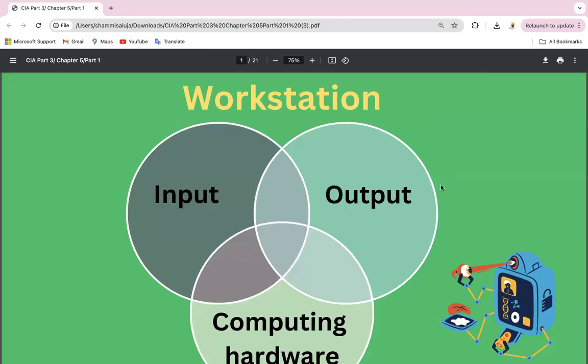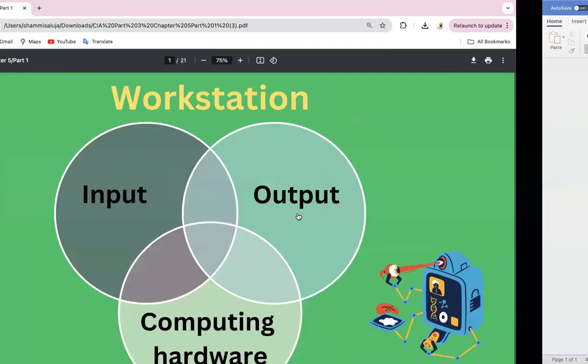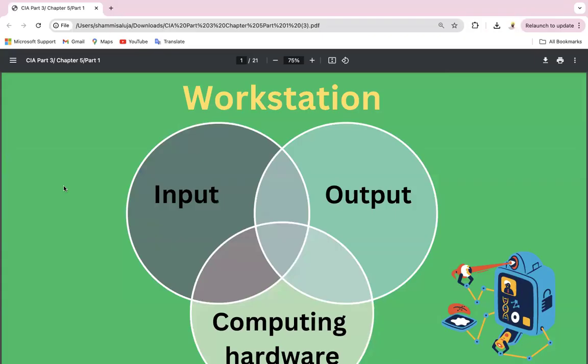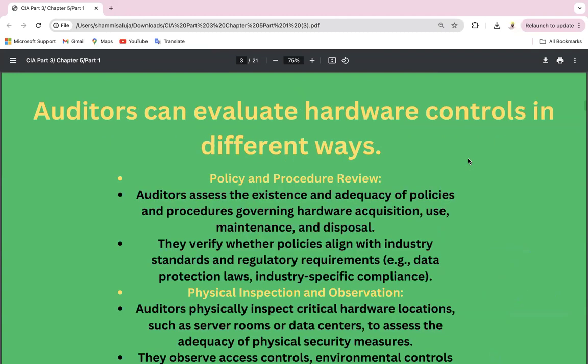So hello folks, welcome to the CIA Part 3 session, which particularly relates to the workstation and database. But before proceeding further, we need to analyze what is the purpose or the sole motto because of which we are going to have our discussion in the curriculum of Certified Internal Auditor. Straight away, let's go to slide number 3.